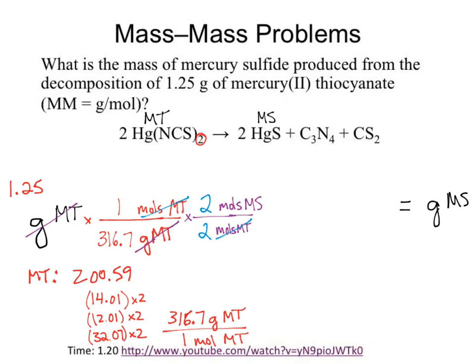Is that our answer? No. So yet again, another conversion factor. Do I want moles of MS in my answer? No. What do I have to do? It needs to be in the bottom. What do I want on top? Grams of MS. Can I finally do that conversion? Yes. How do we get that conversion? We need to add them up.